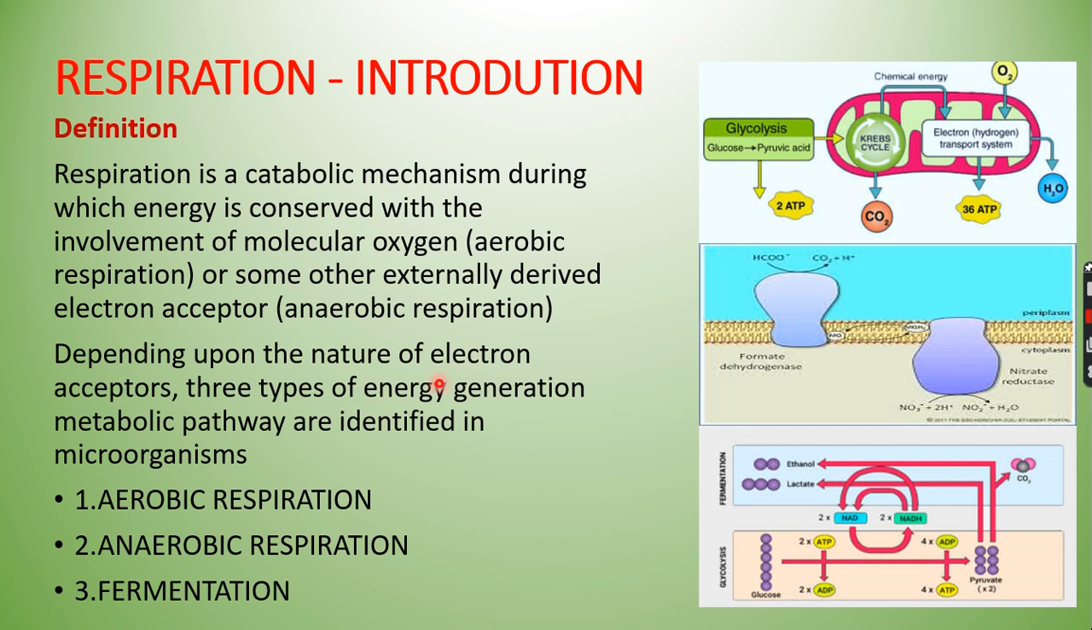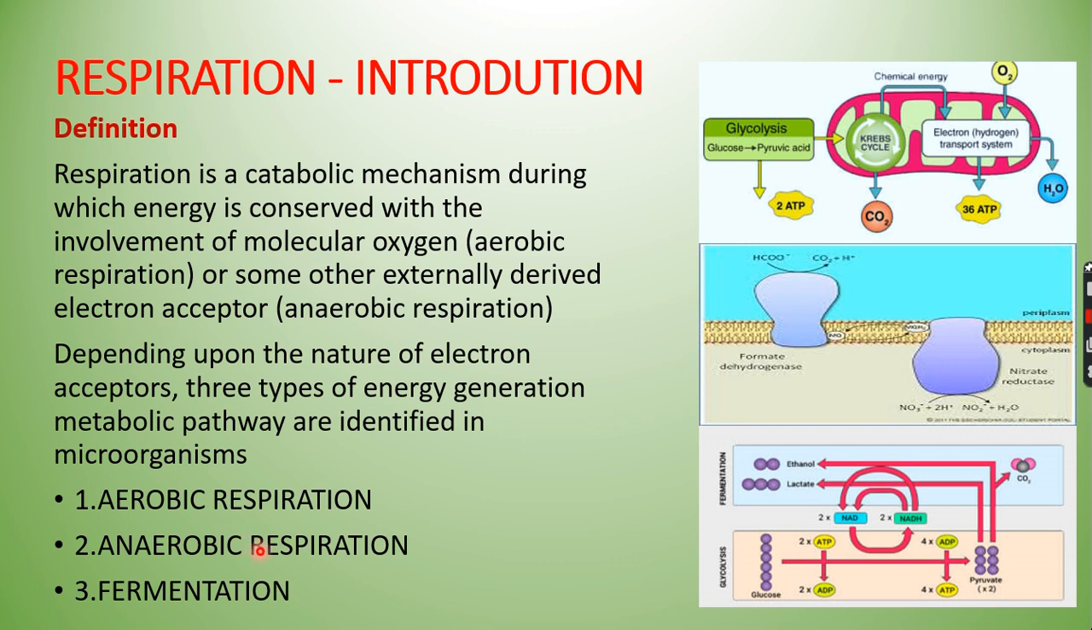Depending upon the nature of the electron acceptors, three types of energy-generating metabolic pathways are identified in microorganisms: aerobic respiration, anaerobic respiration and fermentation. Sometimes fermentation is also considered anaerobic respiration only, but regarding microorganisms, we have to give special importance to fermentation. Okay, so let's begin: aerobic respiration, anaerobic respiration and fermentation.